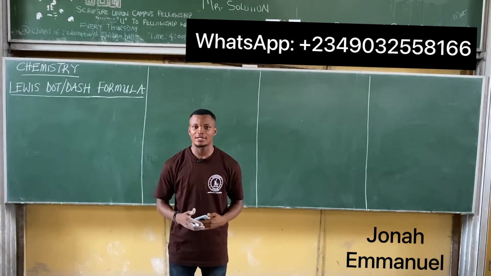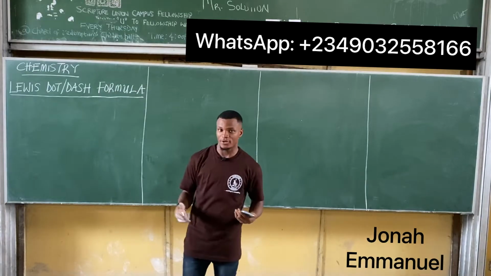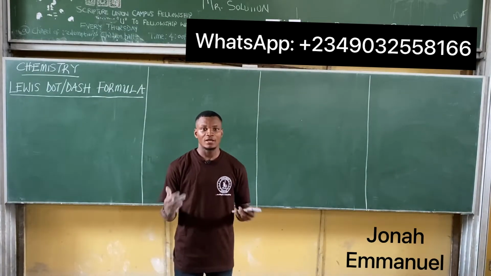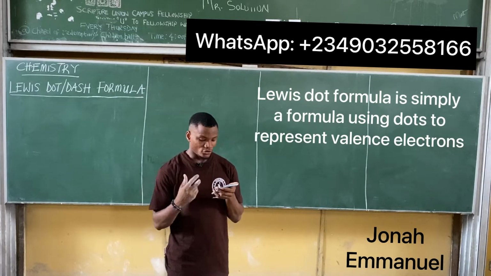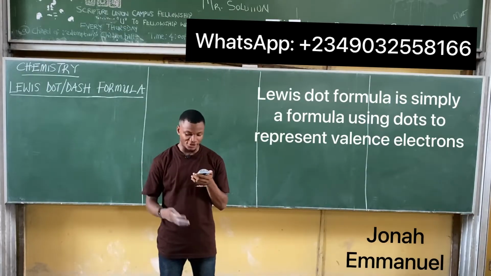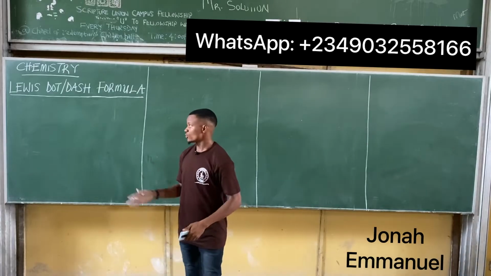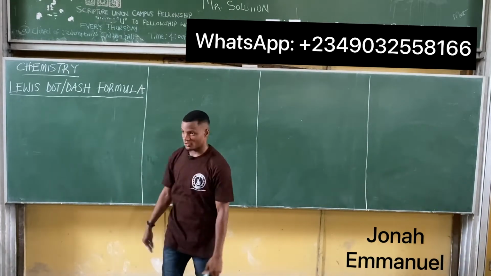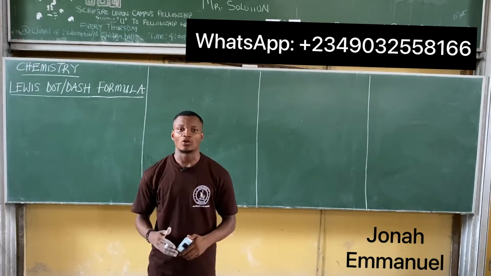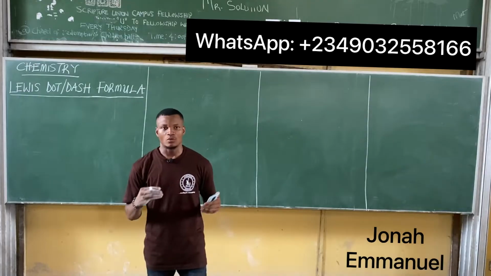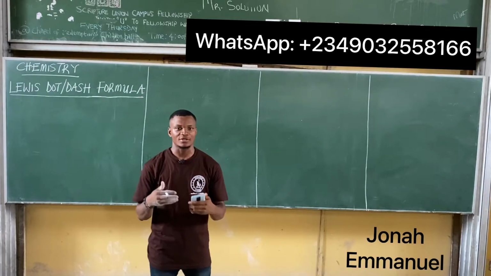Welcome to today's class. For today's class, we're looking at Lewis dot and dash formula. By definition, Lewis dot and dash formula is simply a formula using dots or dashes to represent valence electrons. Alright, so when it comes to Lewis dot and dash structure, we simply use dots or dashes, as the case may be, to represent valence electrons. So when exactly do we use dots and when exactly do we use dashes?